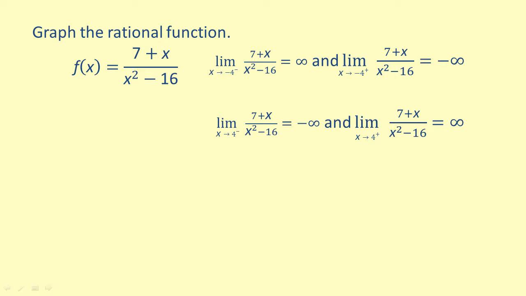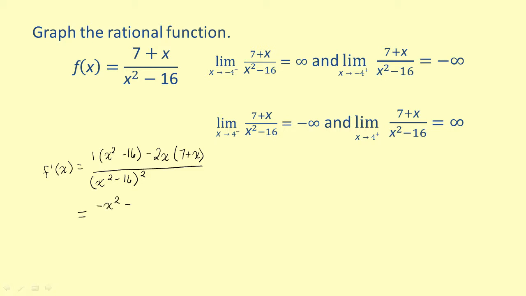This gives us f prime of x equals 1 times the quantity x squared minus 16 minus 2x times the quantity 7 plus x, all over the quantity x squared minus 16 squared. After simplifying, we have negative x squared minus 14x minus 16 over the quantity x squared minus 16, all squared.